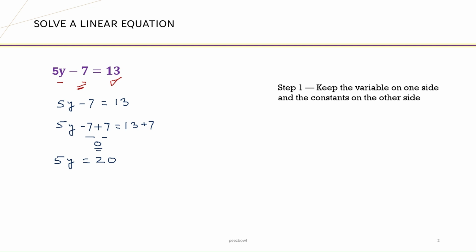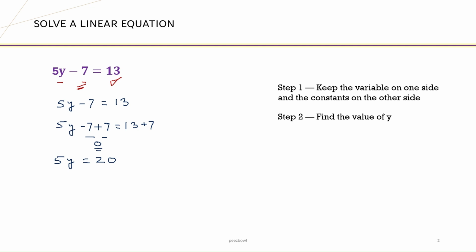Now we have successfully moved the constant to the other side by adding 7 to both sides. And we are left with the variable 5y on the left hand side. Now we go to step number 2, that is to find the value of y.